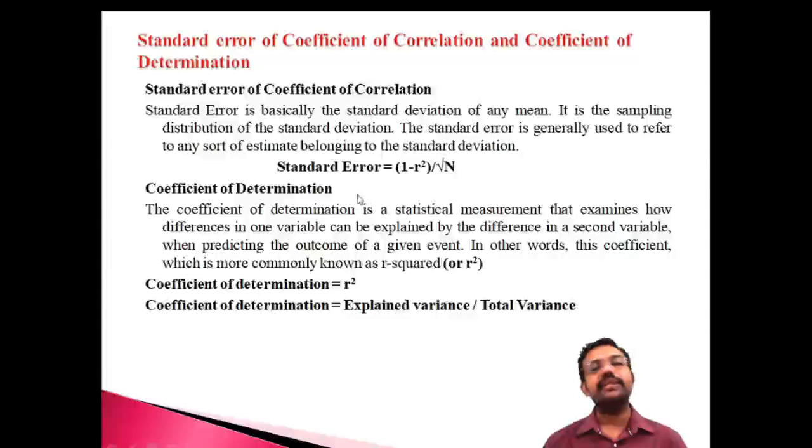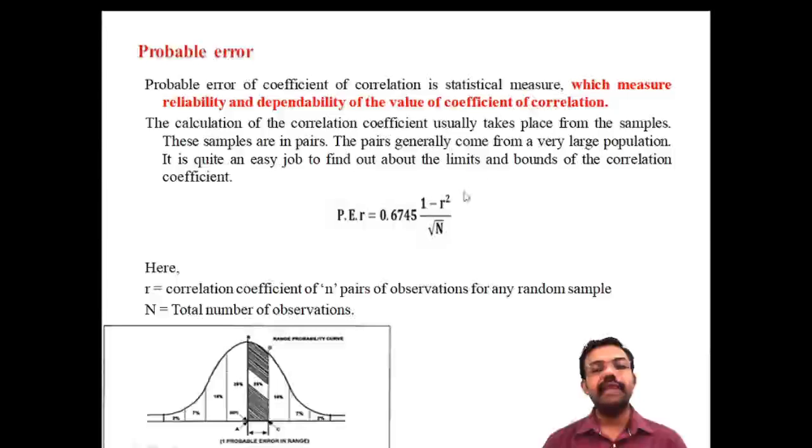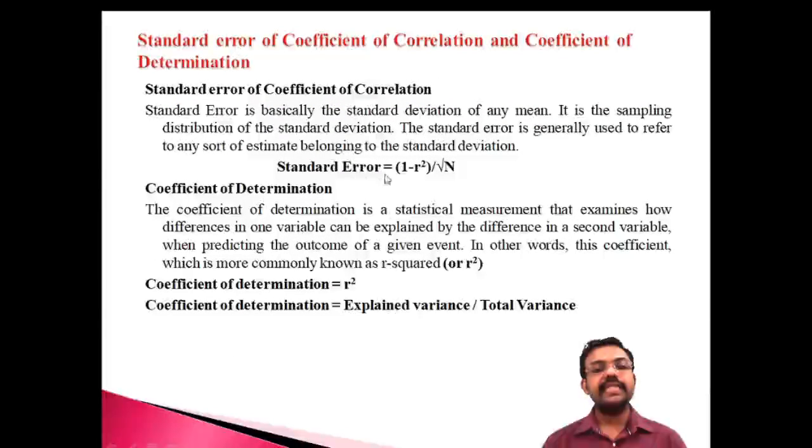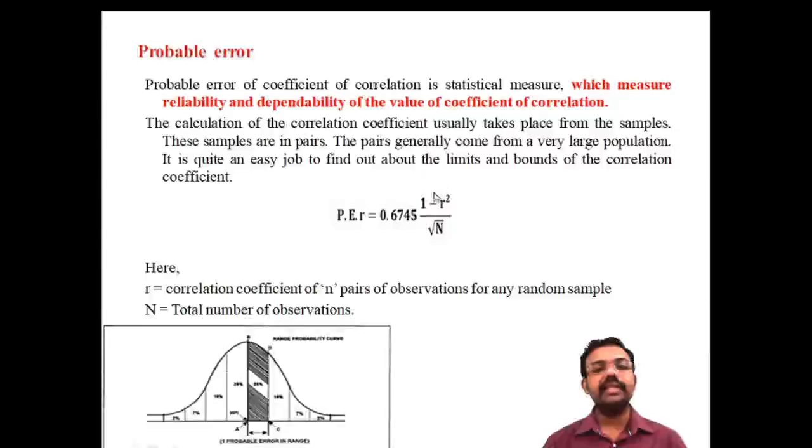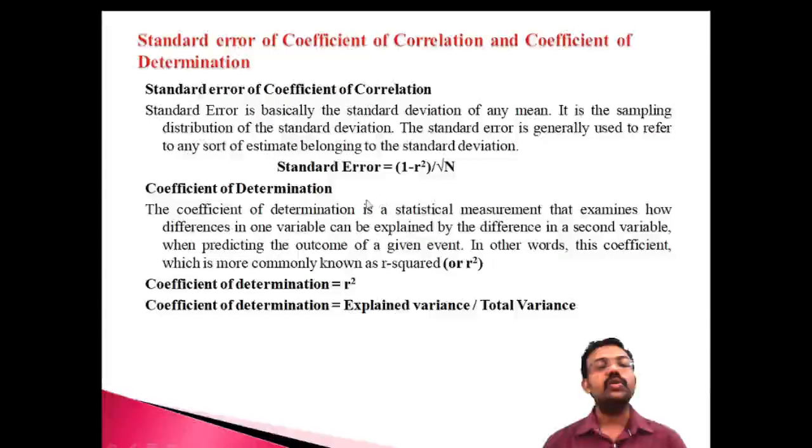How do we find the standard error? Standard error equal to 1 minus R square divided by root n. It is the same element, only 0.6745 is not there. So the standard error equals 1 minus R square divided by root n. It's related to the probable error; it is the same connecting formula.